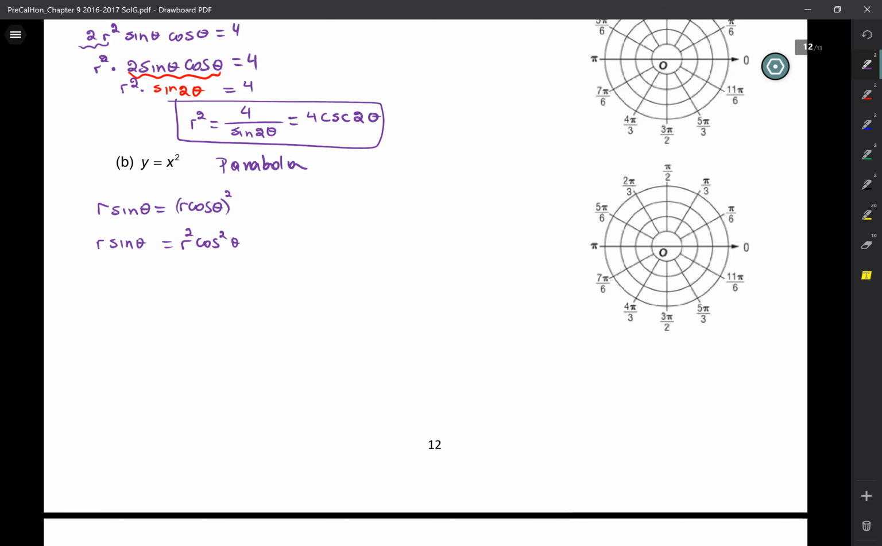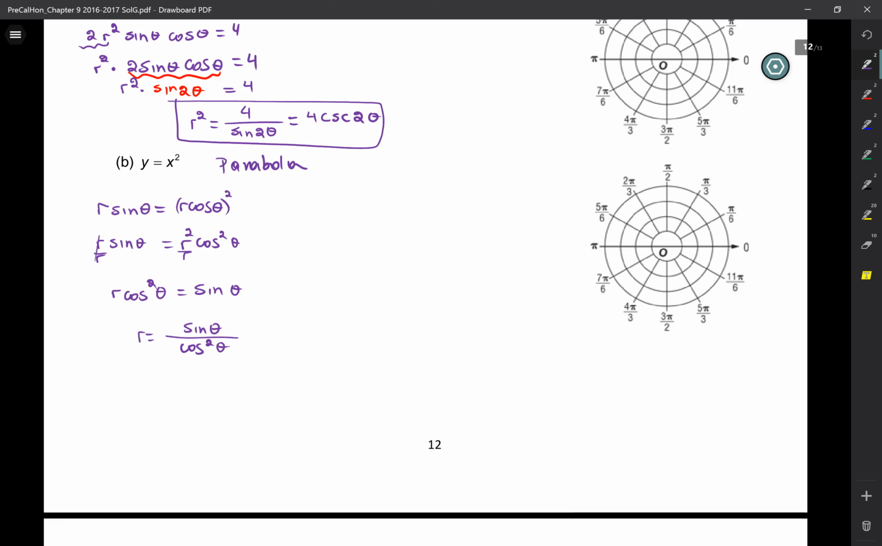All right. Anyway, we could solve that for r. Well, so let's divide by an r, because otherwise there is no way to solve for r. So r cosine squared theta is equal to sine of theta. That means r is sine of theta over cosine squared theta.